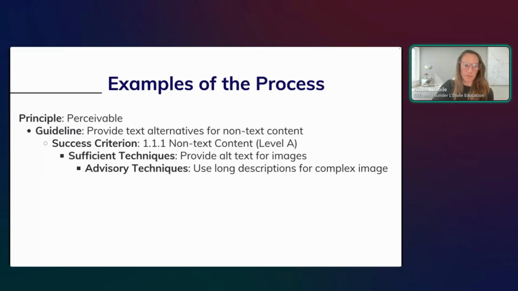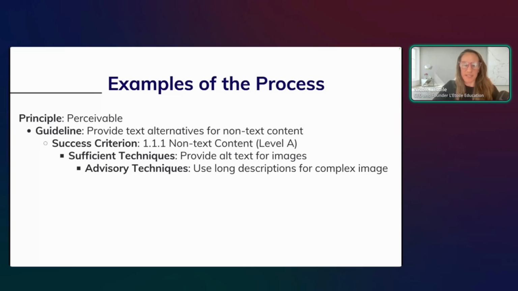So here's an example of the principle: perceivable. Guideline: provide text alternatives for non-text content. The success criterion you're looking at is 1.1.1, non-text content, level A. So when you go into the WCAG standards and you see that long list of different numbers, 1.1.2, 1.1.3, these are the different levels within the success criterion that we're looking for, and each level is going to build on another level.